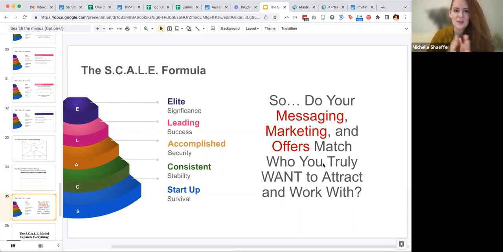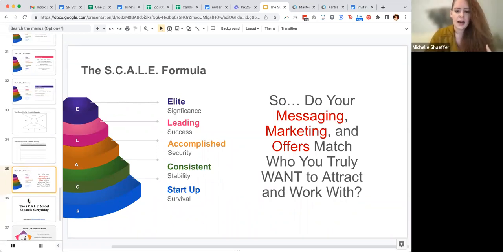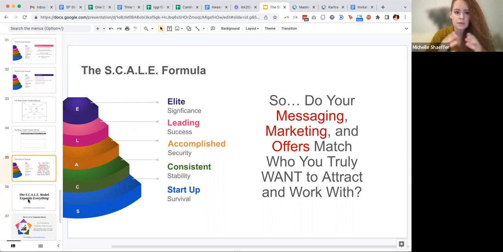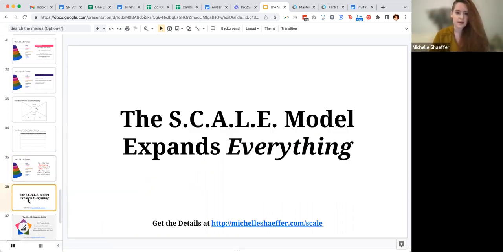So modify that quickly, because that's going to lead to burnout if you have the wrong funnel in place for the offer that you want people to say yes to. So you really want to match that up. And the thing that I think is so powerful about this formula and really looking at your business through this lens of what level buyer do I want to attract is that it helps you expand everything.